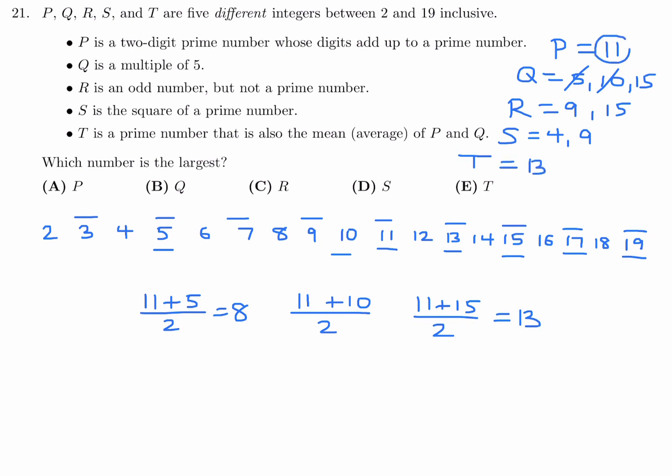So P is 11, Q is 15, T is 13. And then remember, all of these are different, so that means R cannot be 15 since Q is 15, so R must be 9. S therefore cannot be 9 since R is equal to 9, so S is 4. So there we go. We got the values for all of the P, Q, R, S, and T. Now they're asking which one of them is the largest. Well, the largest is Q, since it is equal to 15. So number 21, the answer is B.